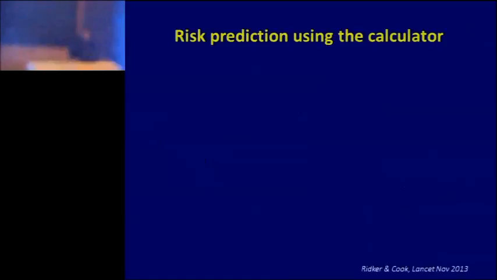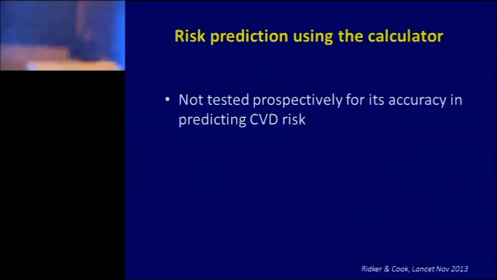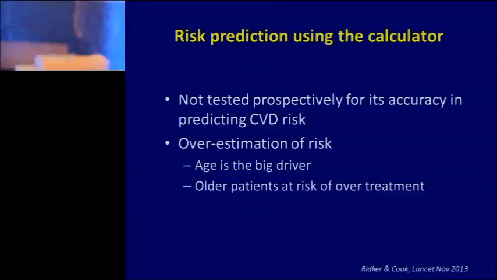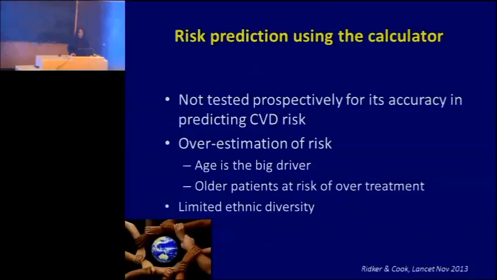Now, when this risk calculator was released, in 2013, it wasn't tested prospectively for its accuracy in predicting cardiovascular risk. One of the big problems with this risk calculator is that age is the big driver. So the older you are, the more chances that you'll need a statin. And the U.S. and the world is a melting pot now. The risk calculator includes Caucasians and African Americans, but does not really include Hispanics, Asians, and in those populations, there's a chance that there may be risk overestimation.